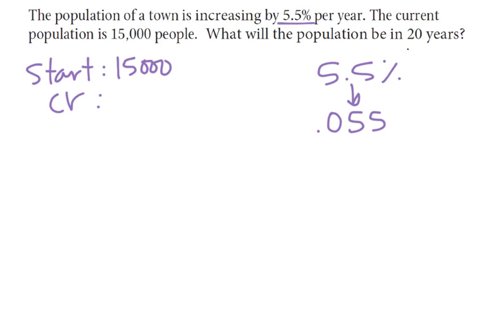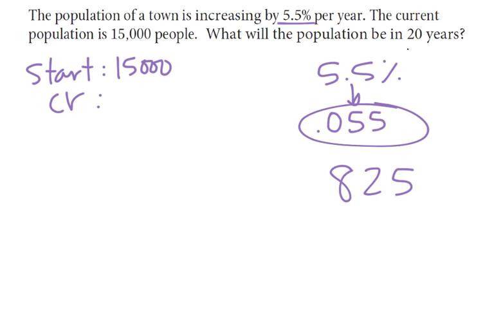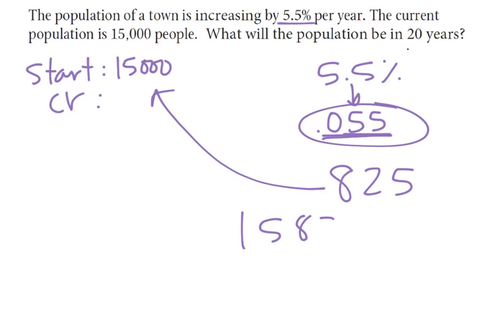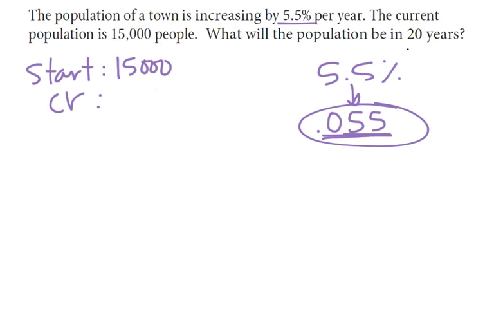The thing is, that's how much it's increasing by. So if I just go 15,000 times 0.055, that's only 825 people. So that's how many people it's going to grow by. But then the problem is you have to take this 0.055 and times it by 15,825 to get your next amount. So there's a better way to think through this. Okay, you can do it that way, but here's a better way.